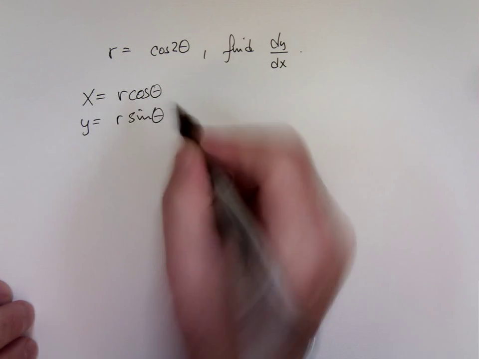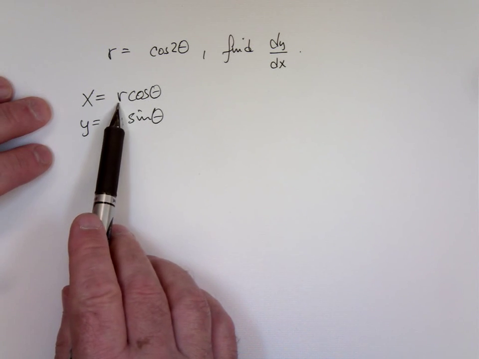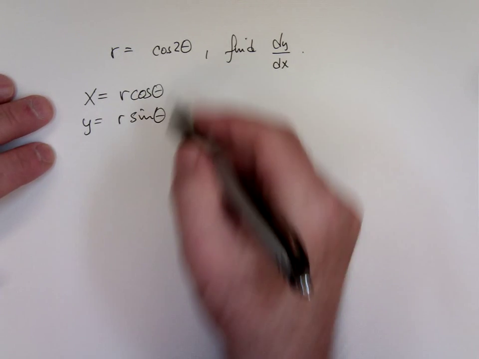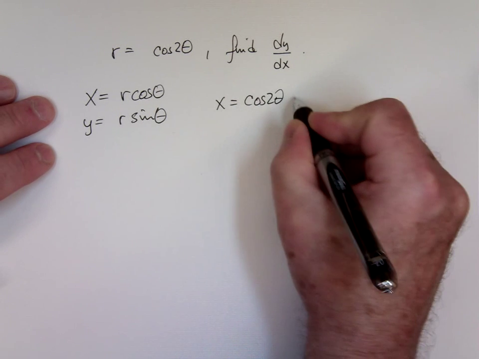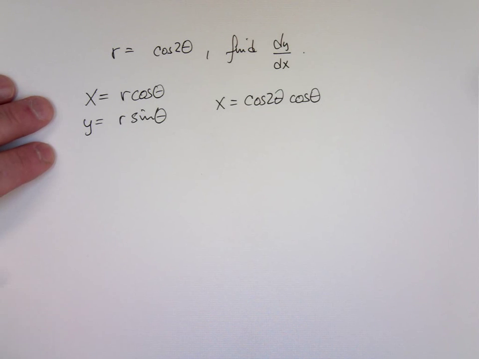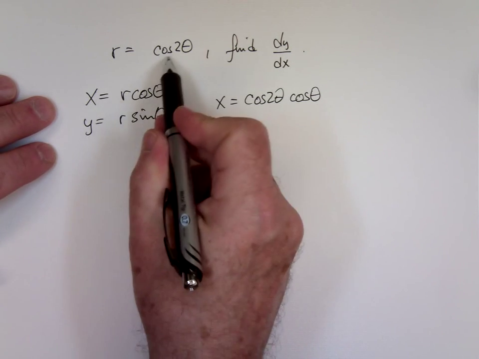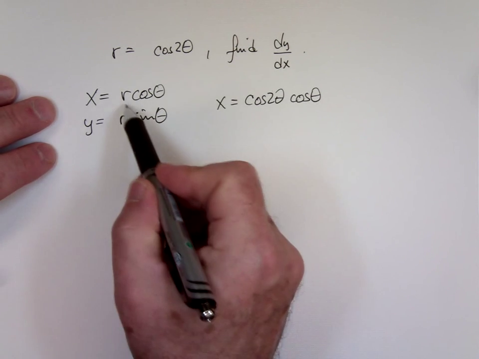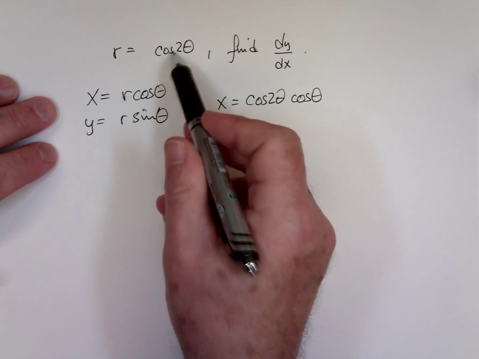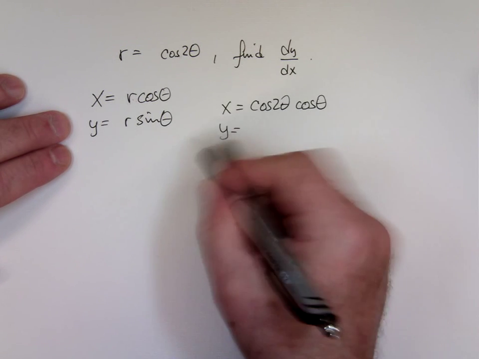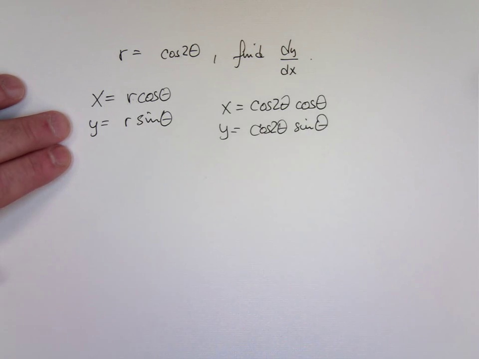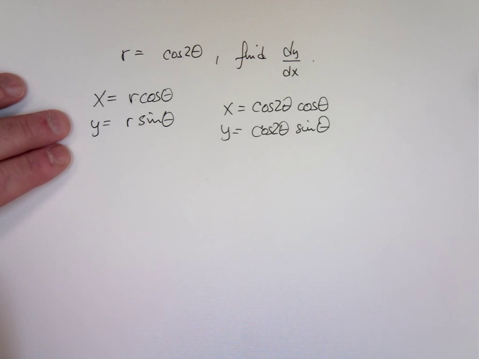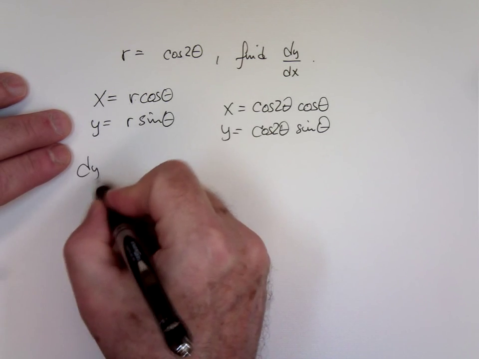You have r is cosine 2 theta in this problem. So x is equal to cosine 2 theta cosine theta. You're replacing r with what's given. Okay, this r is what you got for your polar equation. And y is equal to cosine 2 theta sine theta. That is now in parametric form, x and y in terms of theta. To find the derivative, use the chain rule.